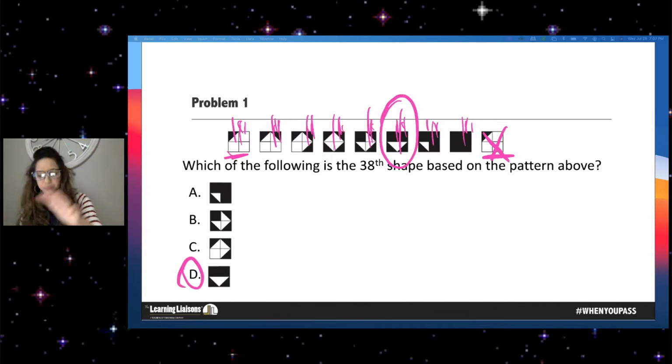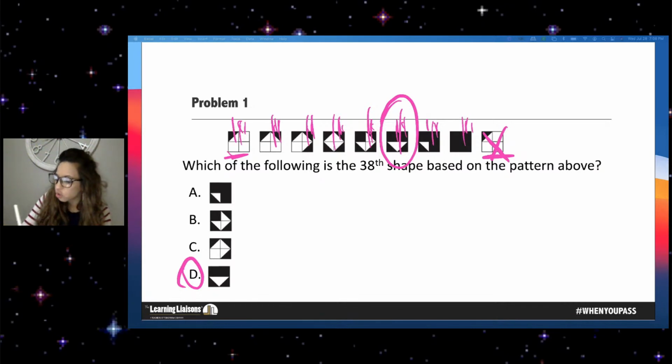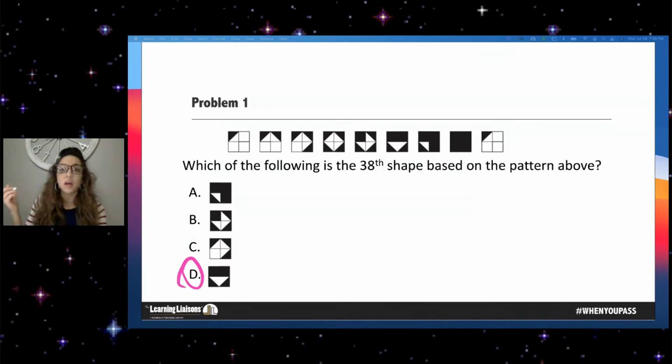But here's the problem. What if it said which of the following is the 238th shape based on the pattern above, or 167th? Ain't nobody got time to sit here and tally mark until eternity. So how else could we solve this problem without sitting here and counting?